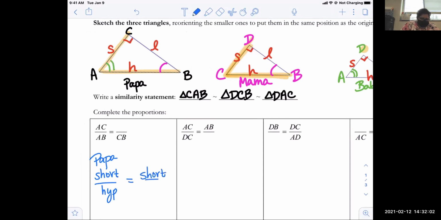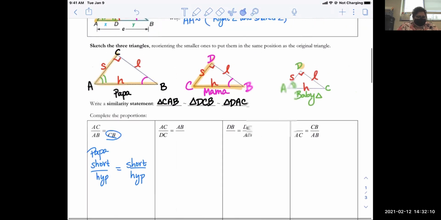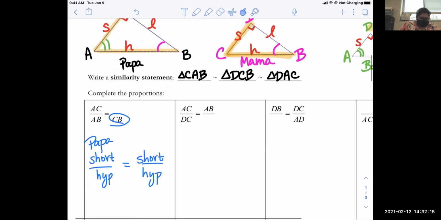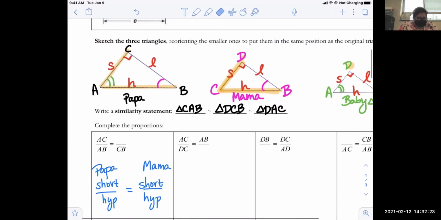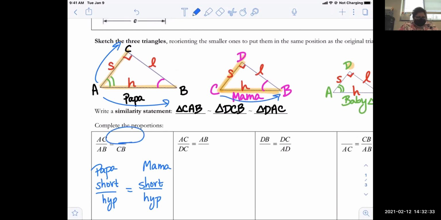That means if you're comparing short to hypotenuse in Papa Triangle, then your proportion must be comparing short to hypotenuse in another one of the triangles. So if they gave you CB, which triangle has CB as its hypotenuse? George? Mama Triangle. That means this proportion is comparing Mama Triangle and Papa Triangle. We're going short to hypotenuse. Do pay attention to the order. If it says A to C for Papa and then A to B for Papa, then it should be what over CB? What needs to go in that blank right there? Emma, what should go in that blank? This one.